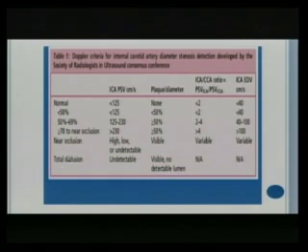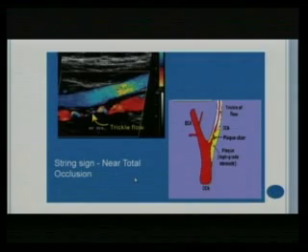So we'll talk a little bit about near occlusion and total occlusion, and we'll see why that is important. This is a slide showing us that there is this trickle of flow that is going in the proximal segment of the ICA. This is the near occlusion. This is not total occlusion. This is near total occlusion.